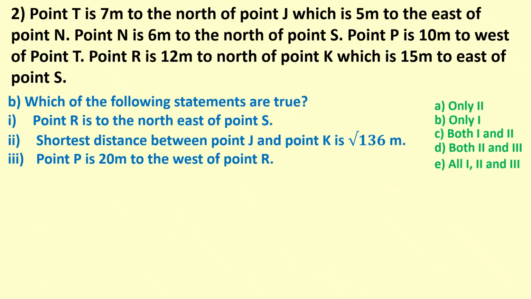Okay, students, same question, but the second sub question. They are saying which of the following statements are true. You need to find out which of these three statements are true. First, they are saying point R is to the northeast of point S. You have drawn the diagram, so see which of the statements are true. Five options are given. Your timer starts now. Then I'll draw the diagram, because it is the same diagram.